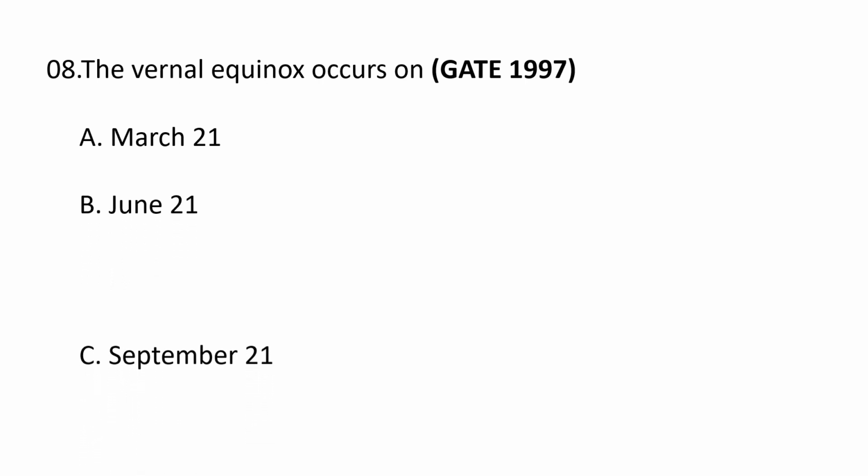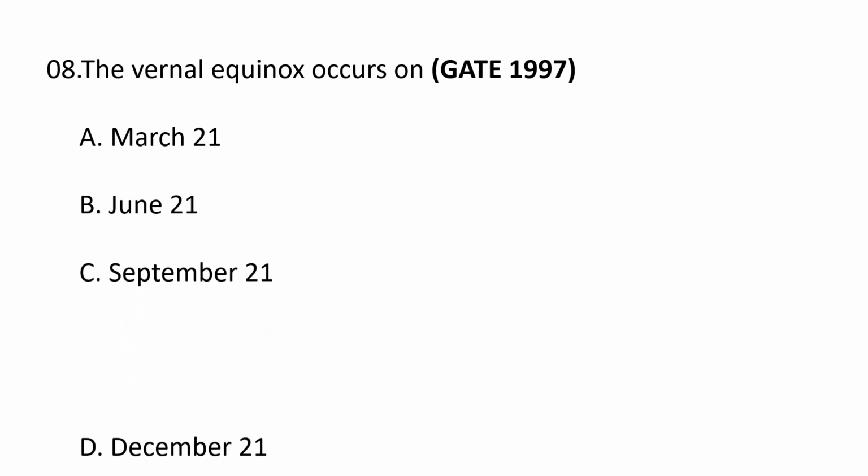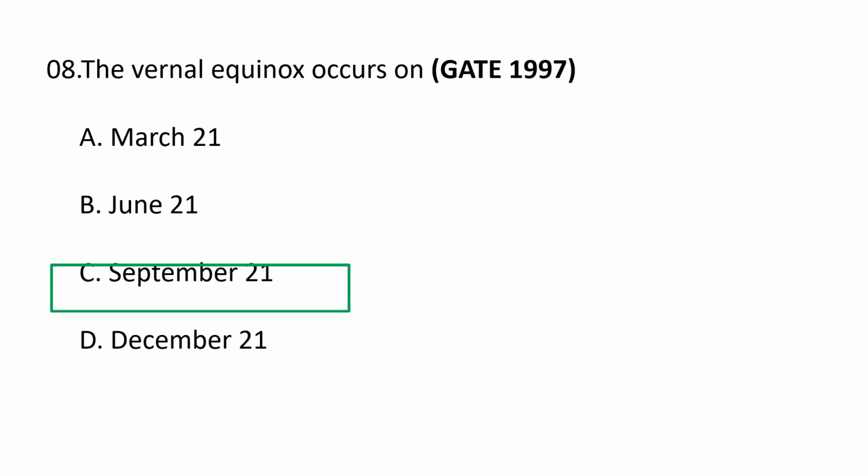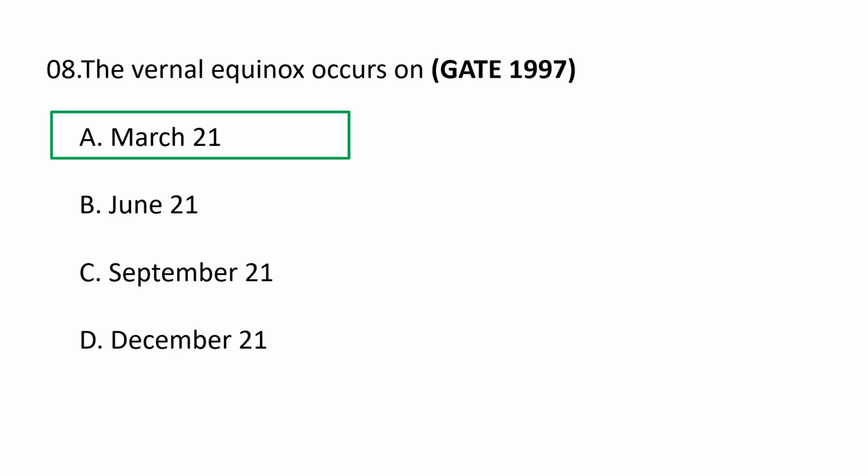Next question. The vernal equinox occurs on A. March 21st, B. June 21st, C. September 21st, D. December 21st. Vernal equinox occurs on March 21st. The vernal equinox, occurring on March 19 to 21, signals the moment when the Earth's axis aligns with its orbit around the Sun, resulting in equal daylight and darkness across both hemispheres. So A is the correct option.